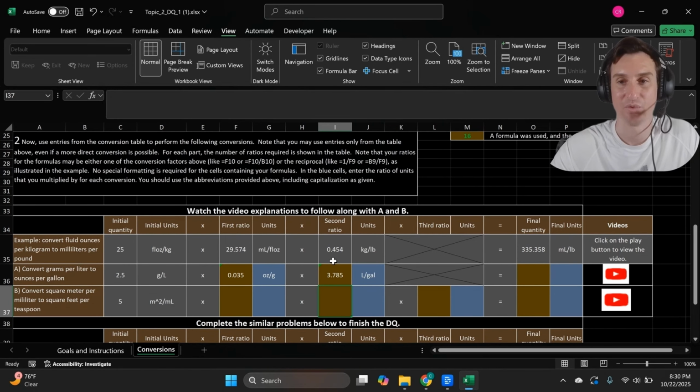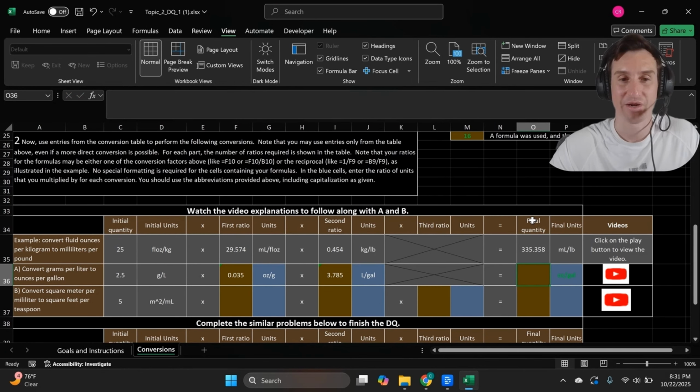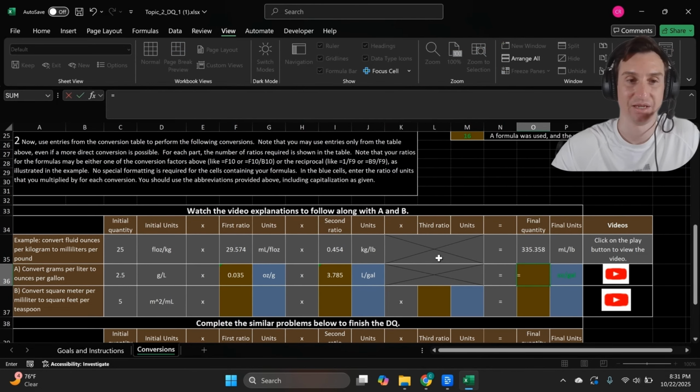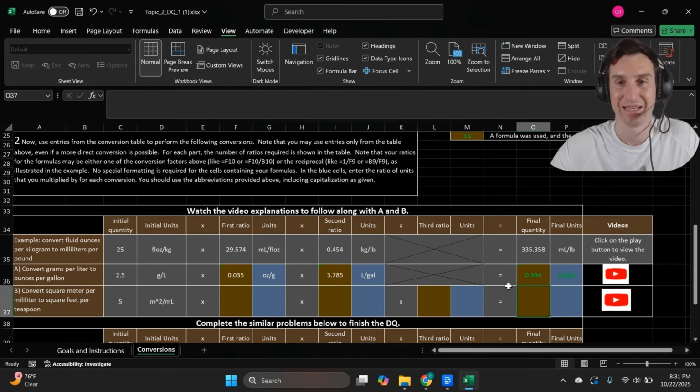And finally, our final units, it says we want ounces per gallon, so it should be ounces per gallon. And now our final quantity, a very easy mistake that I've seen a couple times here, is we want to make sure we grab our initial quantity. All right, so I'm going to push equals, grab your initial quantity, and we're going to do times your first ratio times your second ratio, and we'll just press enter. And you'll notice now it should tell you if it's right or wrong. So we are good in this case.